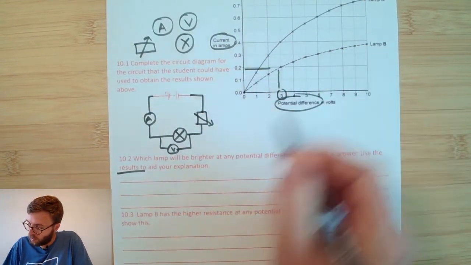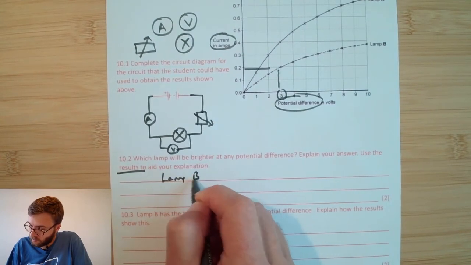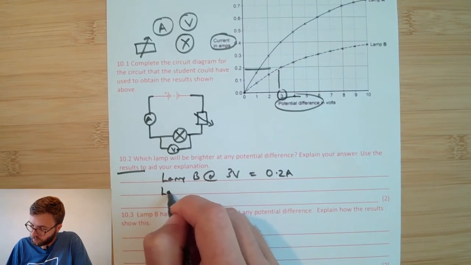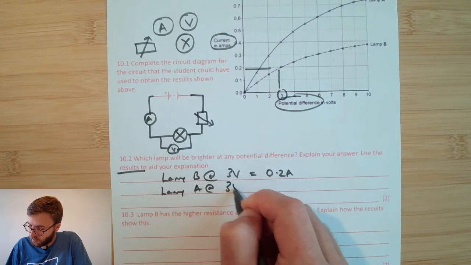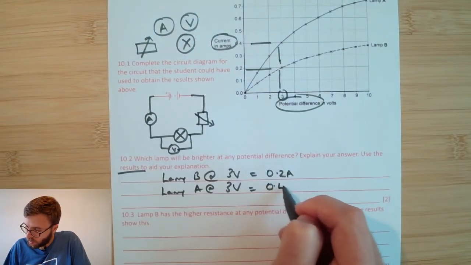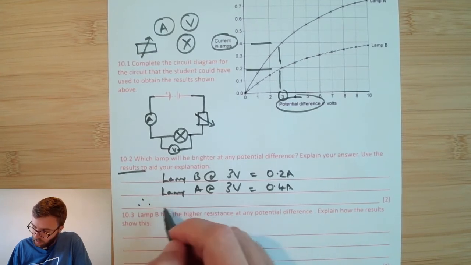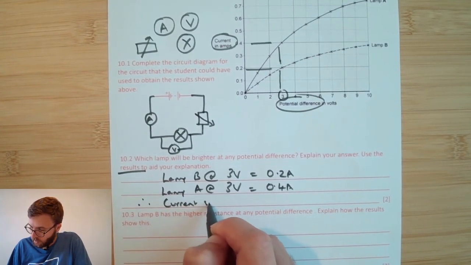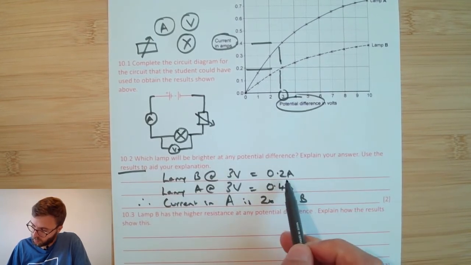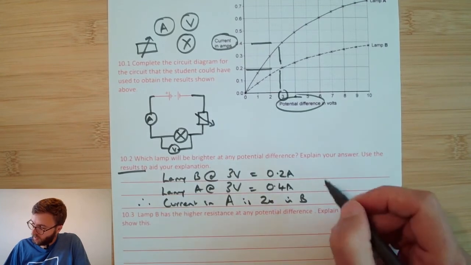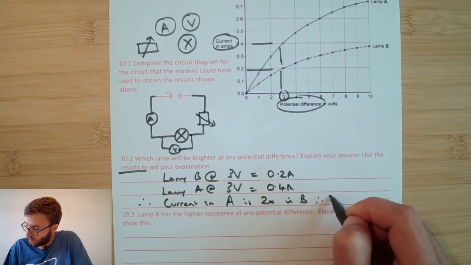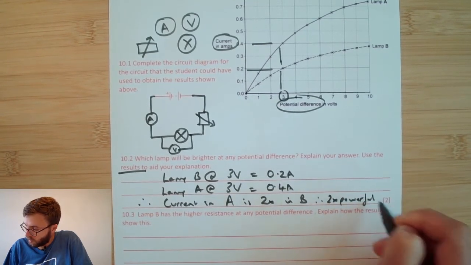So if we look along for lamp B, at 3 volts, the current was 0.2 amps. For lamp A at 3 volts, we can see that it is 0.4 amps. So therefore we can see that the current in A is 2 times that in B. Therefore, if the current is twice as much, it will be 2 times more powerful and 2 times brighter.